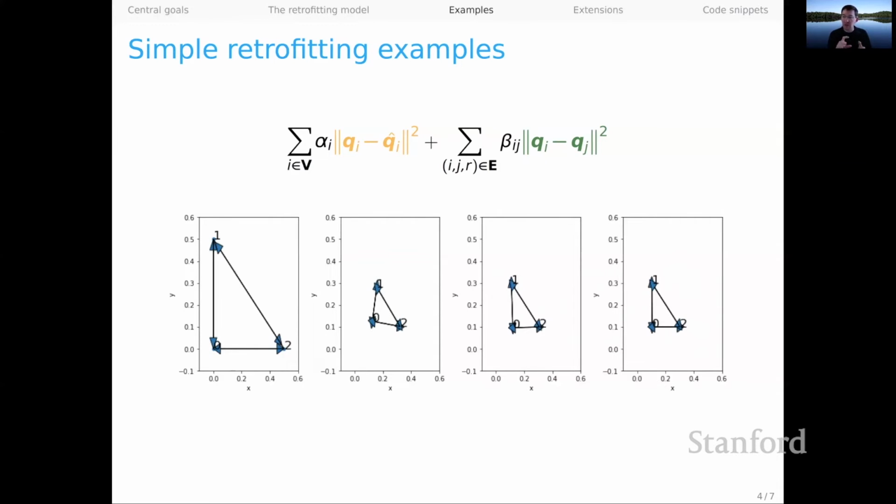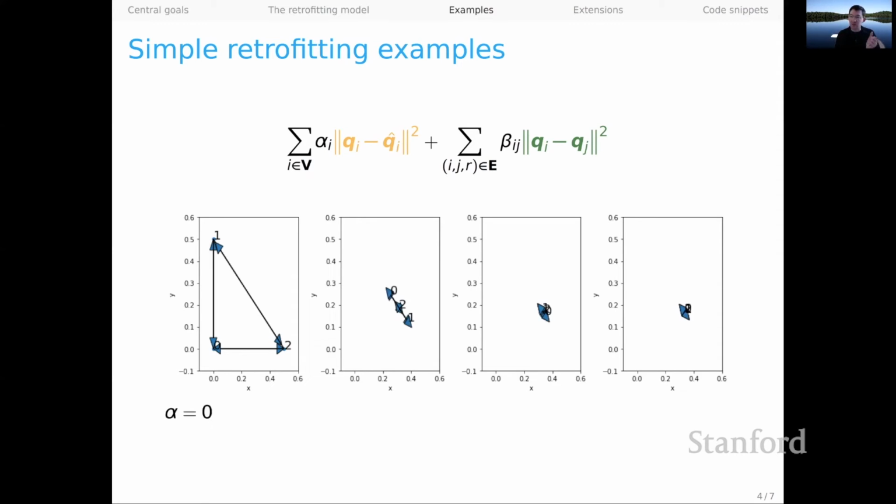Here's a situation in which every node is connected to every other node. That's represented on the left here. That's where we start. And as a result of running the retrofitting model with alpha and beta set in their default parameters, what happens is that the triangle just gets smaller in a kind of fully symmetric way as the nodes become more similar to each other because of the graph structure.